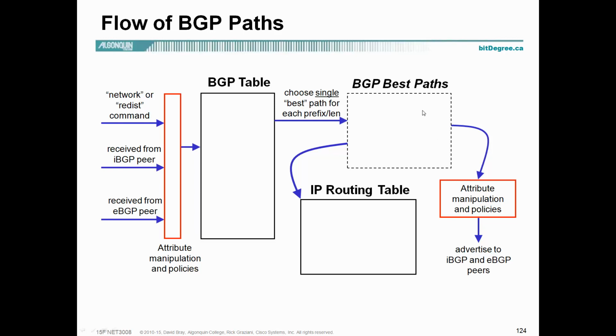And then also from those best paths, those are the ones that are eligible to be sent out to neighbors after being filtered by, again, our output policy engine. So this is where these then will be advertised to internal BGP or external BGP peers.